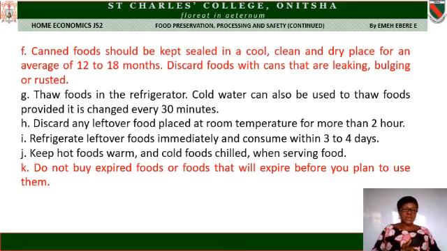Then the next one is, do not buy expired food or foods that will expire before you plan to use them. Make sure you check the expiring date of any food you're buying, especially all these tea, canned, and bottled foods, provisions. Don't buy any of them or anyone that will expire before you finish using them. Avoid them so that you'll be safe.